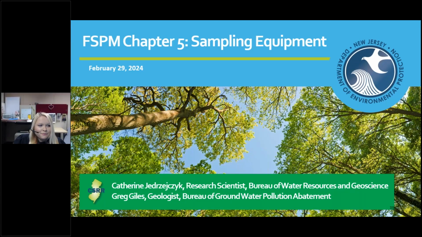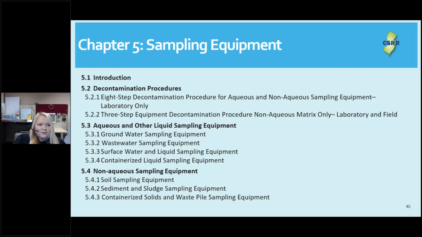Good morning. My name is Catherine Janjacek, and I am part of the DEP at the New Jersey Geological and Water Survey. Chapter 5 covers equipment for field sampling. This slide provides an overview of the chapter. Chapter 6 will go into sampling methods. This chapter has a lot of content, so I'll be focusing primarily on updates from the previous version of the manual and some key points.